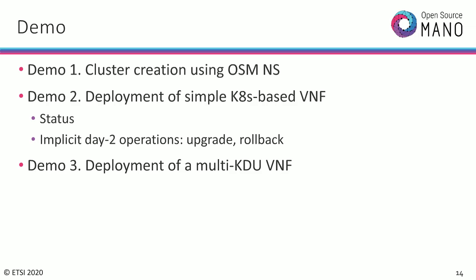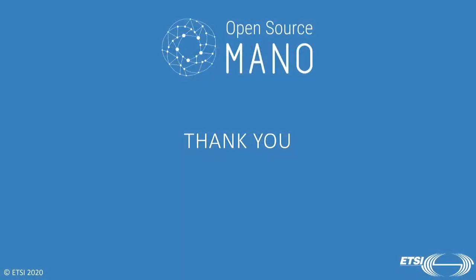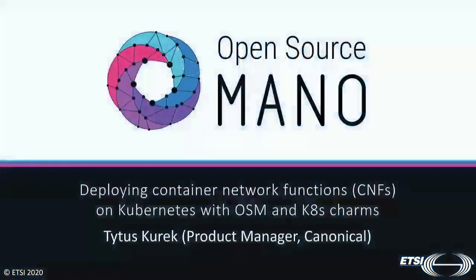Thank you, Gerardo. That was a great introduction to the cloud native network services. So before we move to the next part, which is about deploying container network functions on Kubernetes with OSM and K-charms, let me briefly introduce myself. My name is Tytus Kurek. I'm a product manager at Canonical for Charmed OSM, which is one of the available OSM distributions. And this feature that I'm going to demonstrate has been contributed to release 7 by the Canonical team, as we're a member of the OSM community.